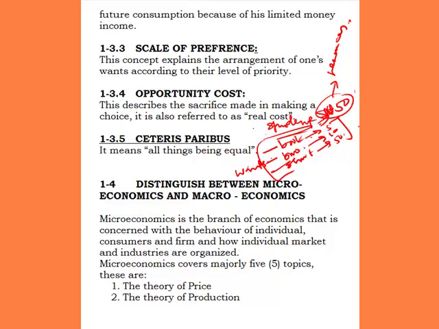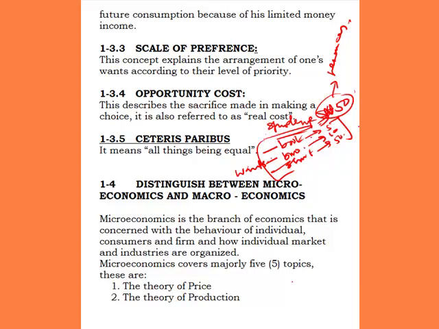Now, scale of preference is saying that we should arrange our wants. Because of these limited resources that cannot be used to satisfy all our wants, we should arrange our wants based on the way we want to satisfy them, to prioritize them, the usefulness of them, how urgent they are to be satisfied, I mean, the immediate use of them. So you need to arrange them. If you arrange them based on the way you want them satisfied, then we say we are constructing a scale of preference.